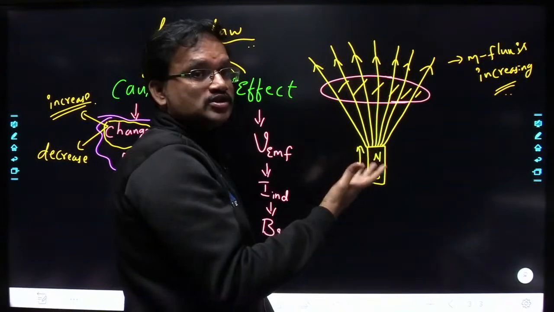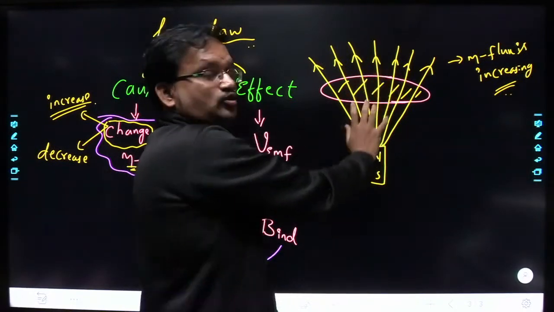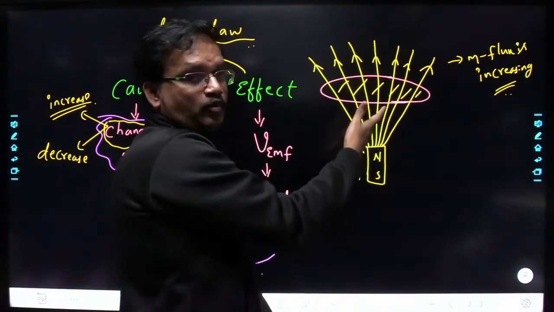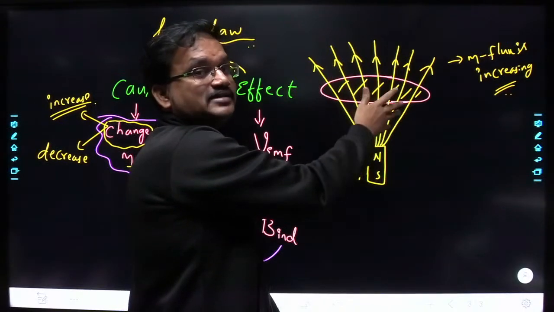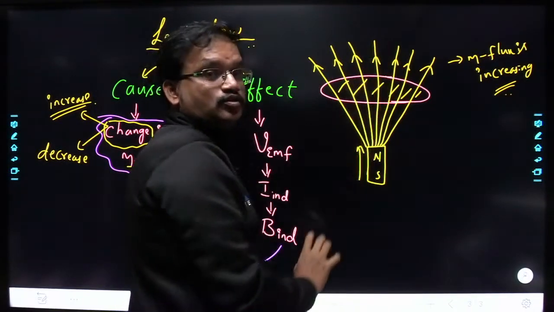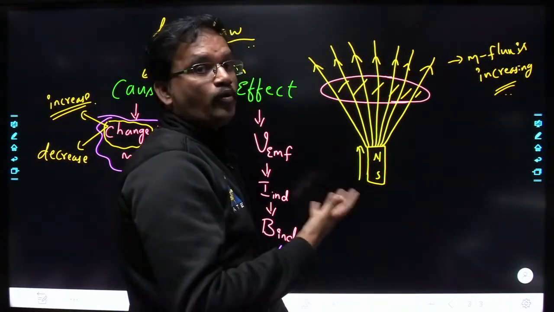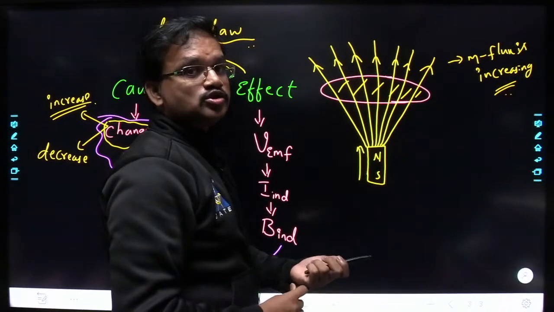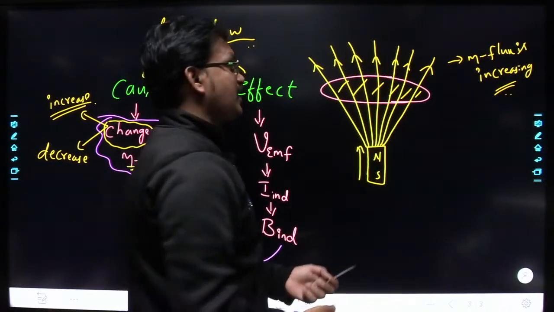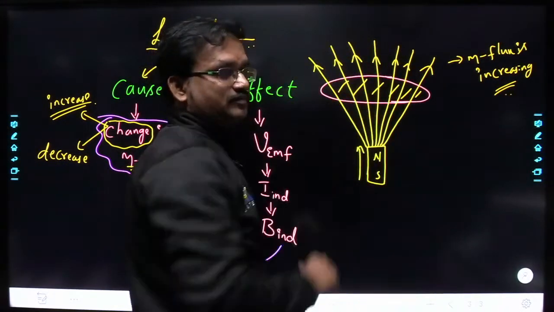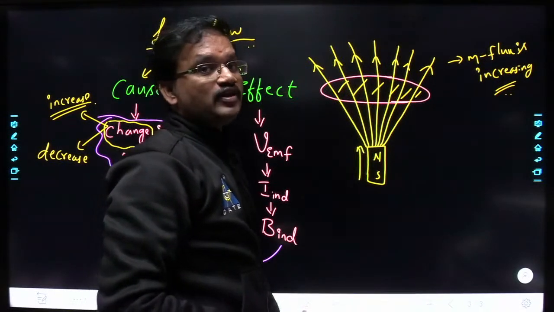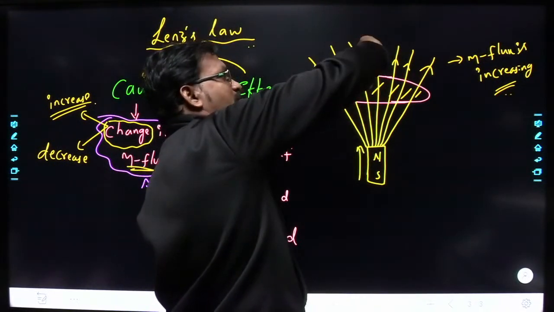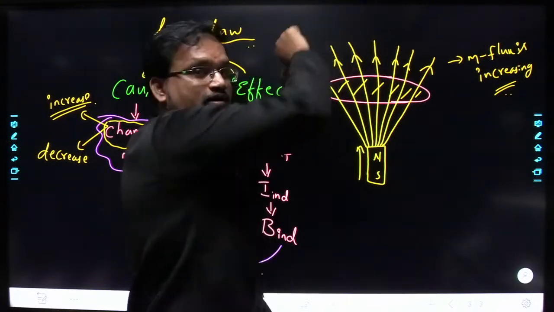It has to oppose the increase in the number of field lines that are penetrating through this surface. So how can it oppose here? In which direction must the induced magnetic field point? It has to point in the downward direction. The induced magnetic field has to point in the downward direction.